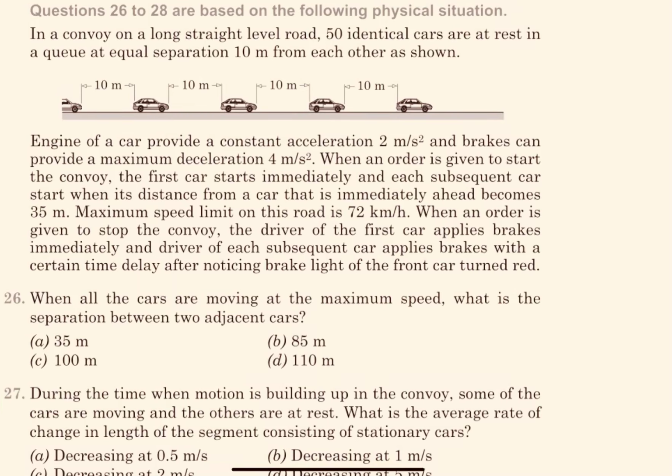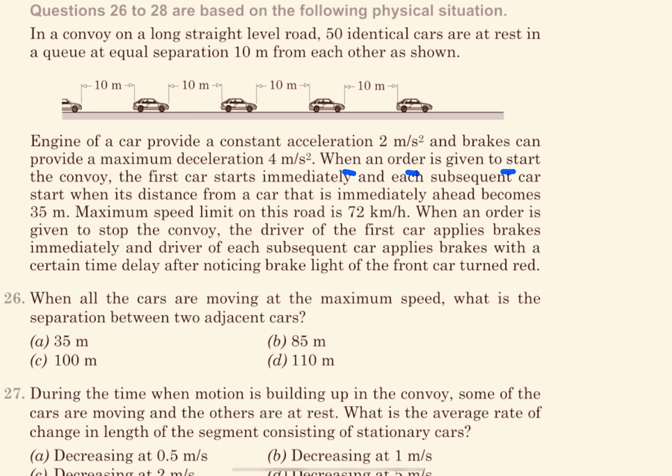Hello everyone, let's see this question. In a convoy on a long straight level road, 50 identical cars are at rest and the separation between them is 10 meter. Constant acceleration 2 meter per second square can be provided while starting, and maximum deceleration on applying brakes can be 4 meter per second square.